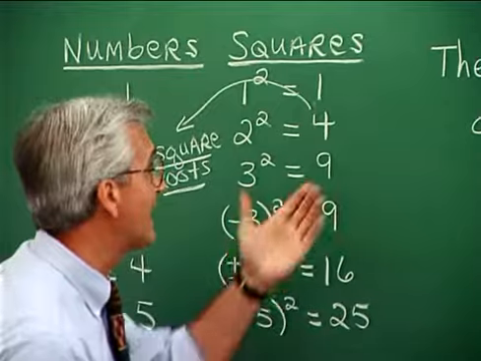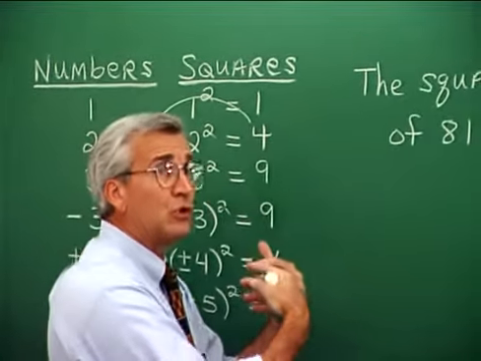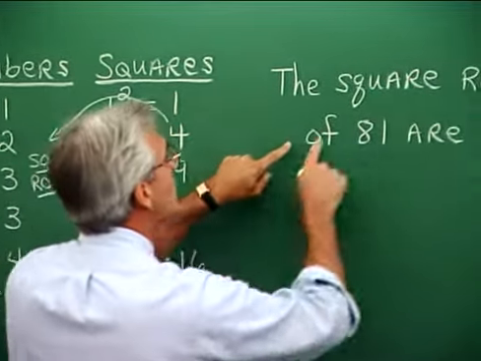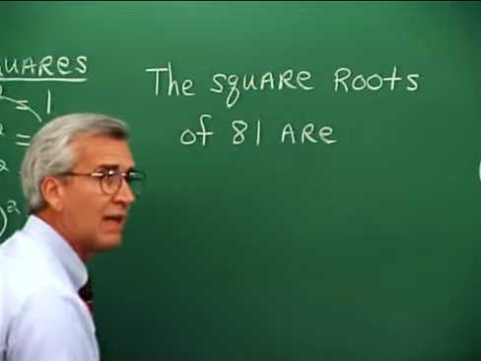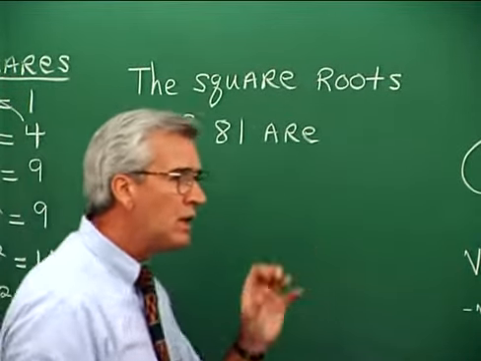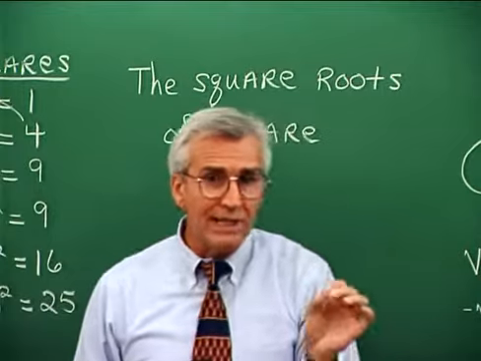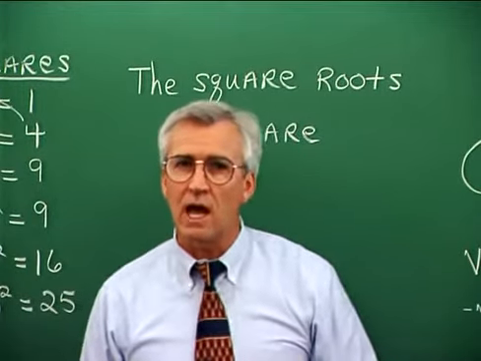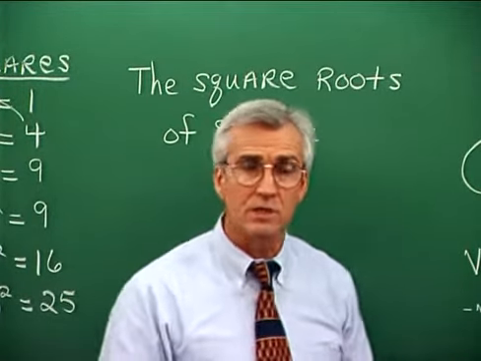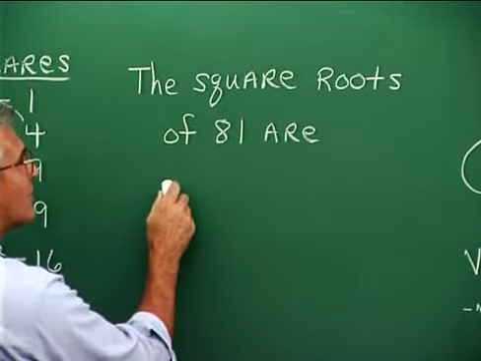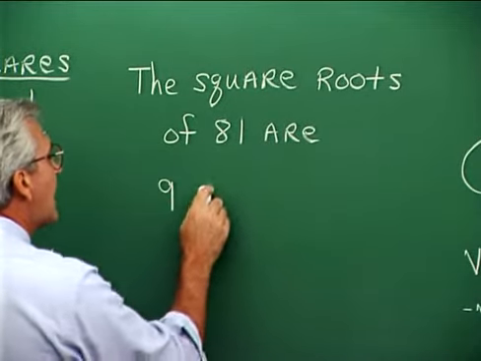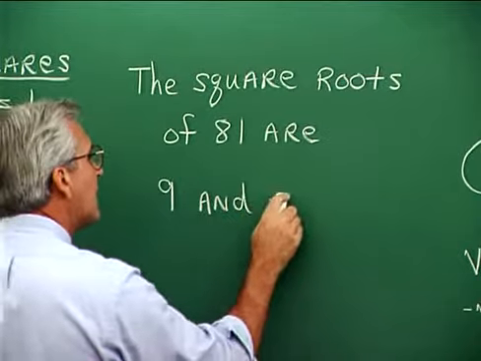So if we were asked to produce the square roots of 81, we could do that by saying, what numbers, when squared, give 81? Well, certainly 9 squared, or 9 times 9, is 81. So one of the square roots is 9, and the other is negative 9.